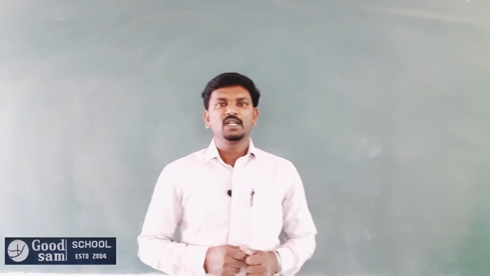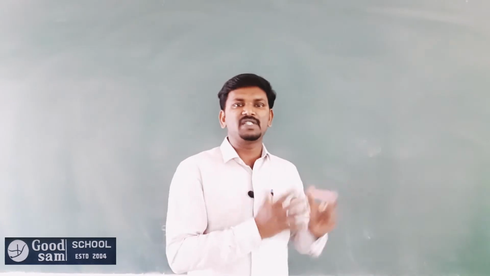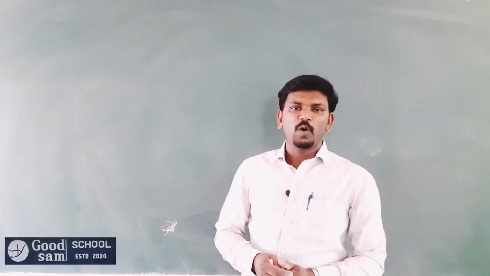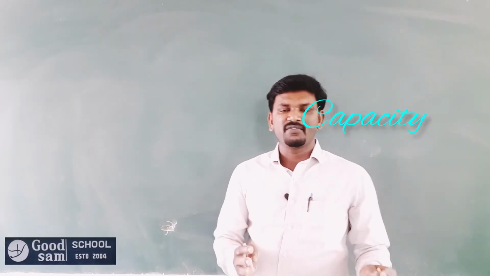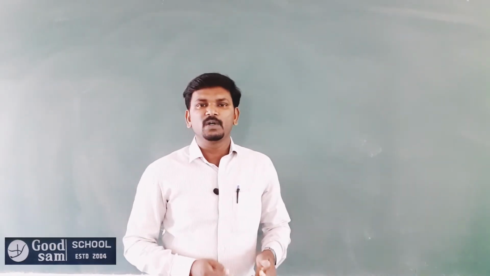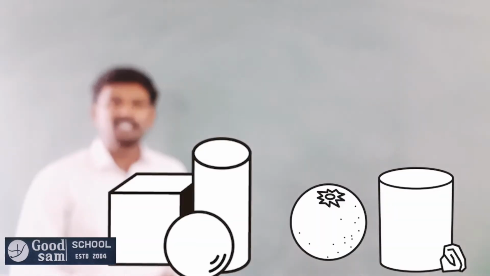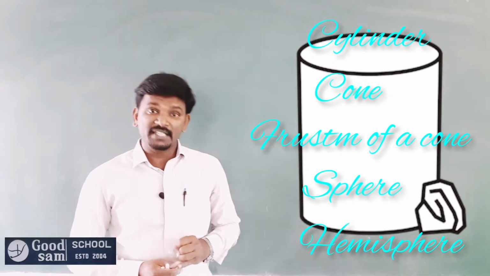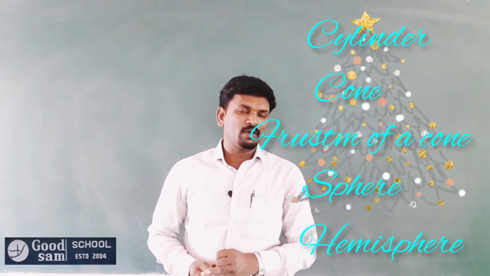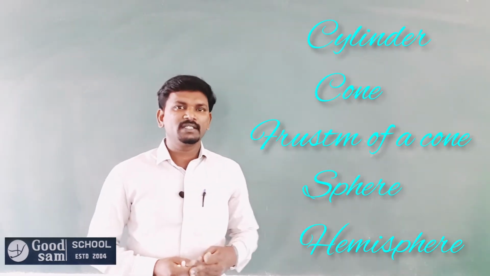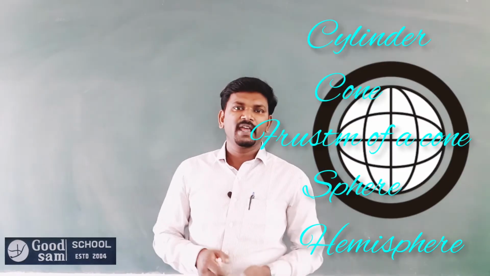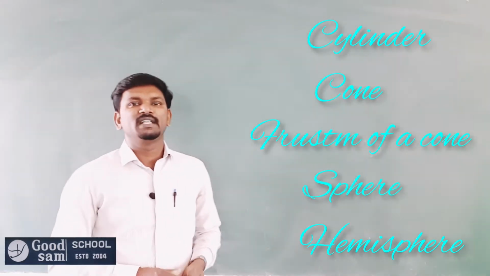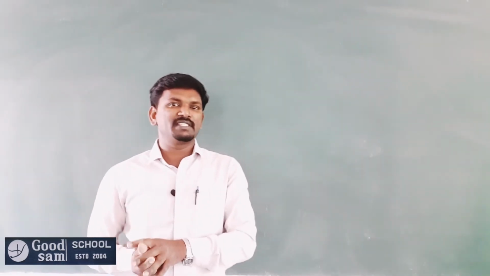Do you know what is CSA? Only the curved surface area. Total surface area is the entire surface area of an object, and volume is the capacity of a solid. In 10th standard we are going to focus on the cylinder, a right circular cylinder, and the cone, a right circular cone, then the frustum of a cone, then the sphere and hemisphere. These are the main solids that we are going to discuss.